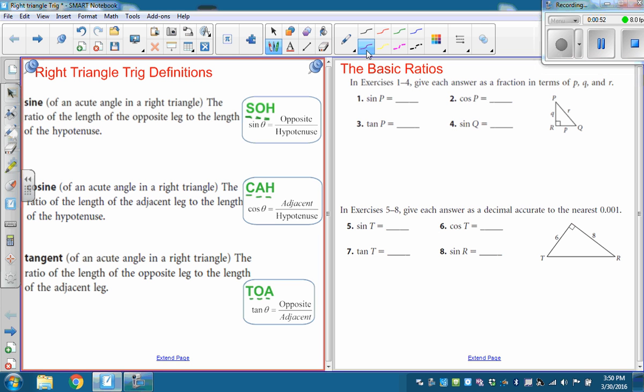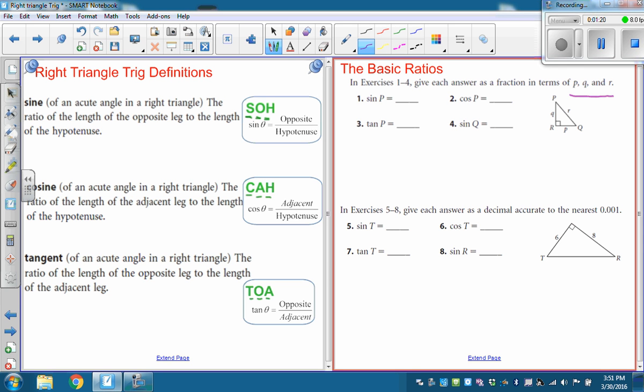Okay, over here, some problems are just very, very simple. I printed a worksheet and attached it to the website that goes with this. So I'm not going to do every problem. That would be really painful for you, but I'm going to do a few of each. In exercises 1 through 4, give each answer as a fraction in terms of P, Q, and R. Darn it, it's already not working.